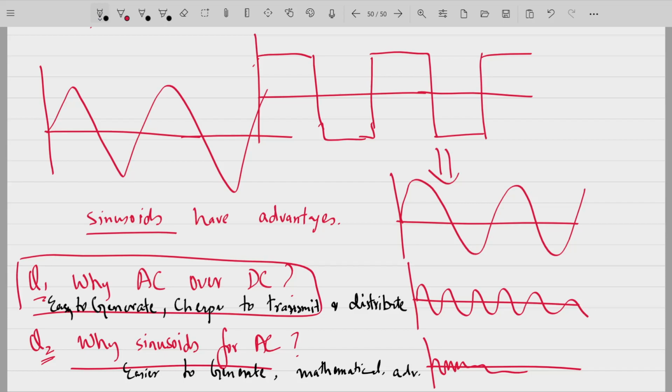And thirdly, what we have here is that any other function, a square function or a triangular function, can be easily represented by sinusoids. We cannot represent a square function as a sum of different sinusoidal functions. We cannot represent a sinusoidal function as a sum of different square waveforms. Okay?